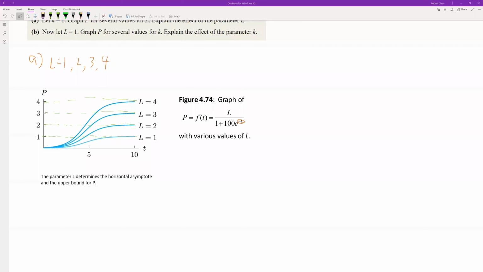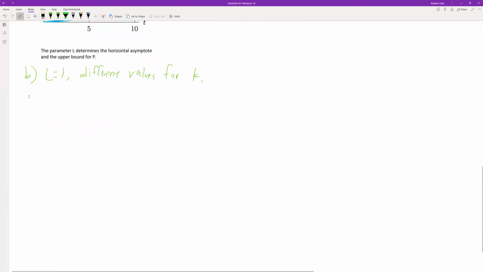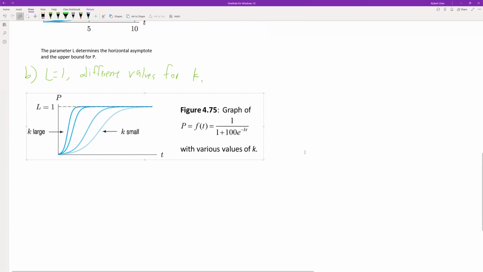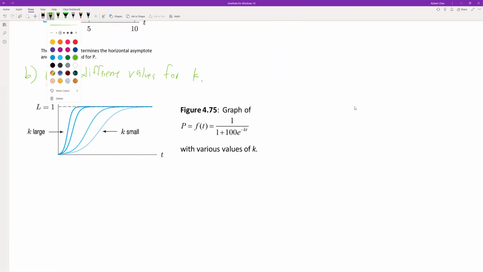Let's now look at part B. In part B, we're going to pick L equal to 1 and look at several different values for k, and we're going to see what k does to the graph. So here we go. The first thing you can see is that L equal to 1 is your horizontal asymptote or the upper bound, because we picked L equal to 1. That's the effect we have by picking L.